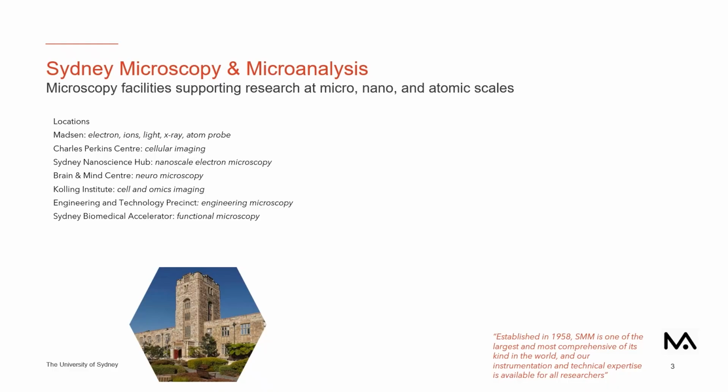Sydney Microscopy and Microanalysis is a multi-user facility that supports research at the micro, nano and atomic scales. In the bottom left you can see the Madsen building, which has the longest history on campus. That's where you can find electron and ion microscopes, as well as light and X-ray imaging tools. That is also where the LEAP and Invizo atom probes are located.